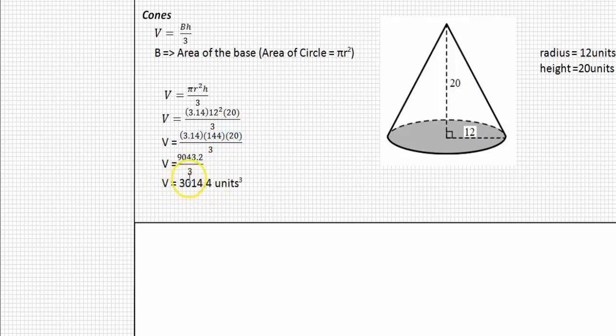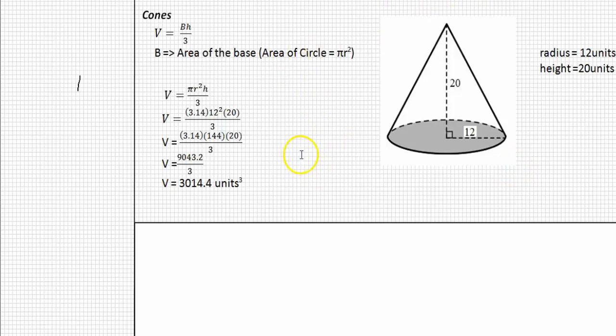And that comes to the volume being 3,014.4 units cubed. So again, make sure we're following order of operations and labeling our measurements. And volume is always in cubic units. So we're saying that 3,014.4 cubes would fill this cone entirely.